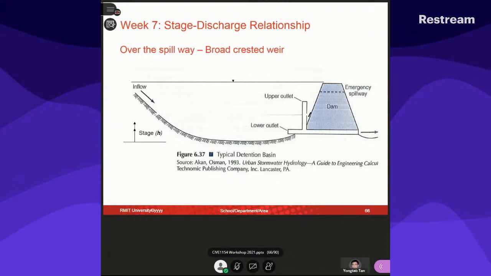Next, we also introduce another structure. It's called a broad crested weir over the spillway. Normally it functions as an emergency spillway for a major rainstorm event, for example a 100-year rainstorm event. That means the water level in the basin is above the weir, higher than the depth of the basin, so we use the emergency spillway.